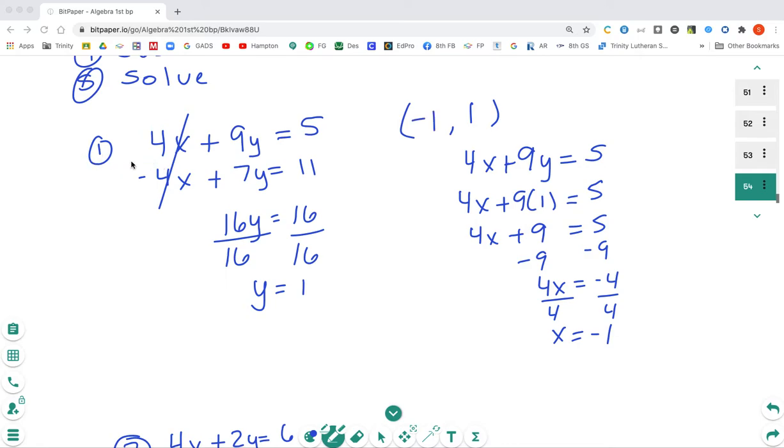And of course, you would go back with your calculator and you would plug in the negative 1 and the 1 into each of the equations to make sure that it worked. But we're going to do it quickly using mental math. So 4 times negative 1 is negative 4, plus 9 times positive 1 is 9. Negative 4 plus 9 is positive 5. That works. Negative 4 times negative 1, positive 4. 7 times positive 1, positive 7. 4 plus 7 is equal to 11. If this ordered pair works for both equations, then you know that is your solution.